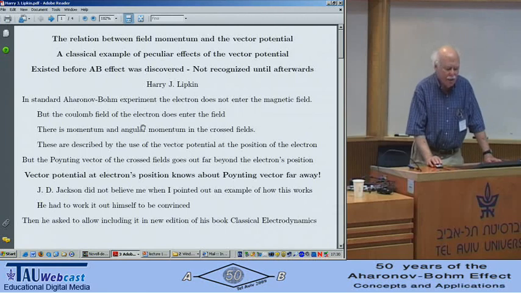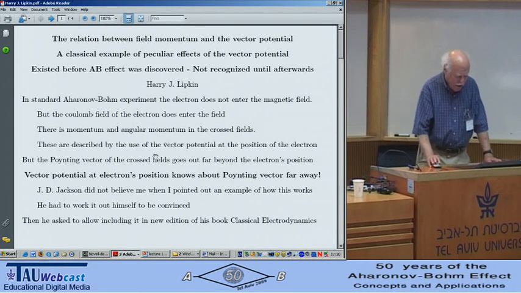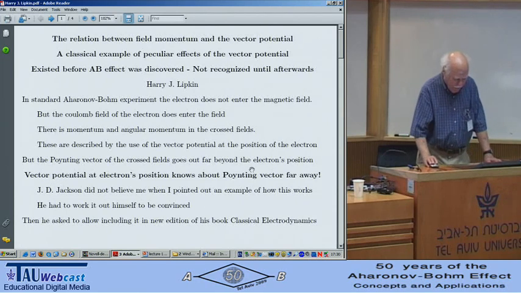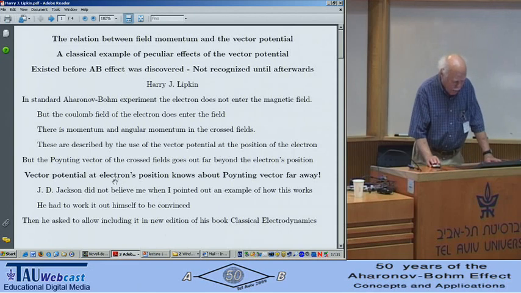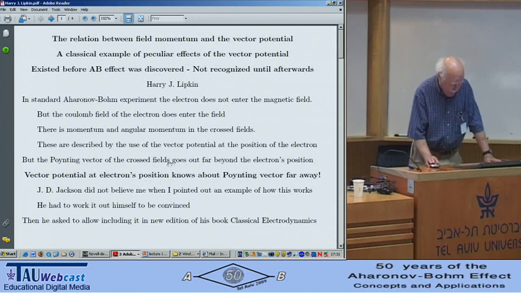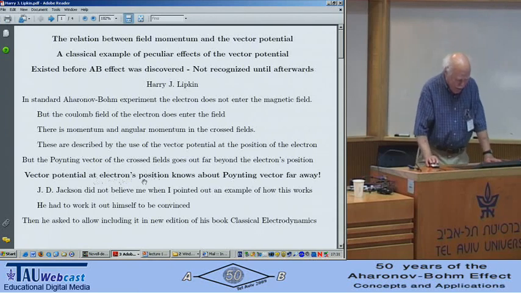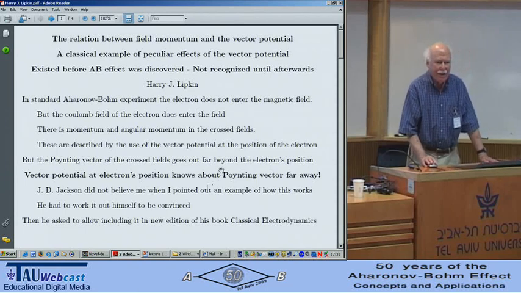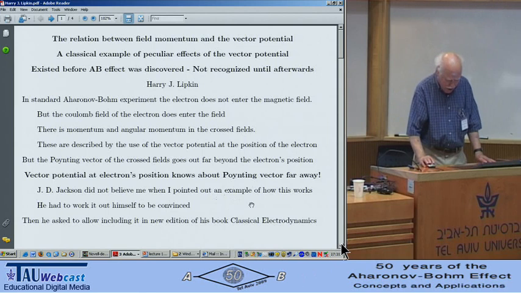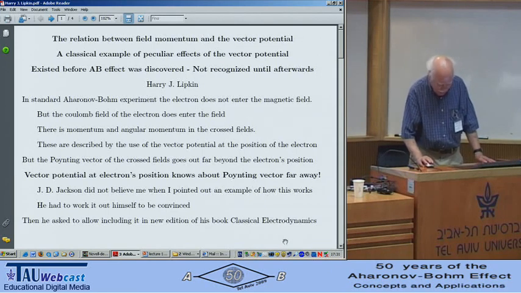The Coulomb field of the electron enters the magnetic field, and there's momentum and angular momentum in the crossed fields, and these are described by the use of the vector potential at the position of the electron. But the Poynting vector of the crossed fields goes far beyond the electron's position. So somehow, the vector potential at the electron's position knows about the Poynting vector far away. This is a question. And when I showed my example to Dave Jackson, he didn't believe it, and he had to calculate it himself to see that it was right. And then he asked me to allow this example in the new edition of his book, Classical Electrodynamics.